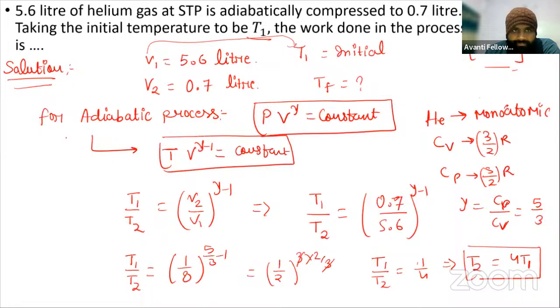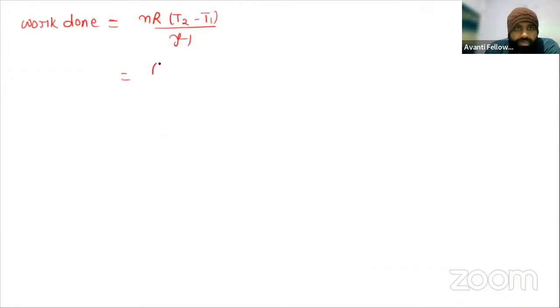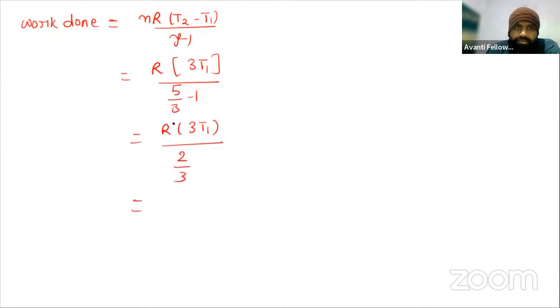So for R, T2 we have got 4T1, T1 is T1, so it will become 3T1. Gamma minus 1 again, 5 by 3 minus 1, so it will become 2 by 3. R into 3T1 divided by 2 by 3, so this will go up. It will become 9 by 2 times RT1. So how will we get 9 by 8? It is 9 by 2 RT.